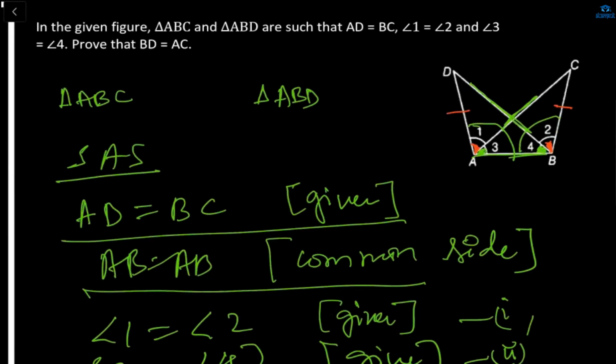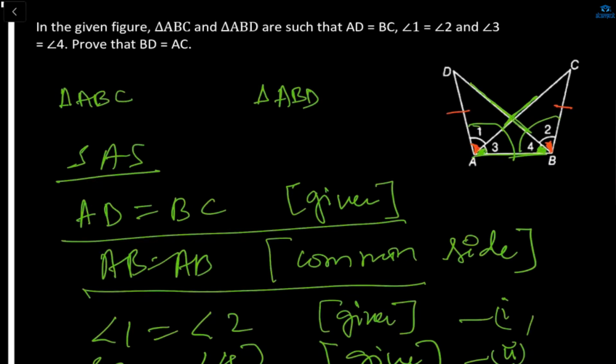You are given two triangles and already 2-3 things are given to you. So we can choose to show that both the triangles are congruent. If both the triangles are congruent, then DB is equal to AC. From CPCT we can say. Now what is given? How can we prove that triangle ABD is congruent to ABC? You have to see.